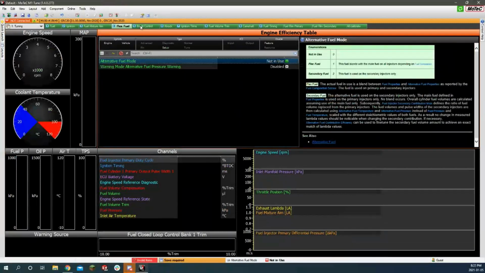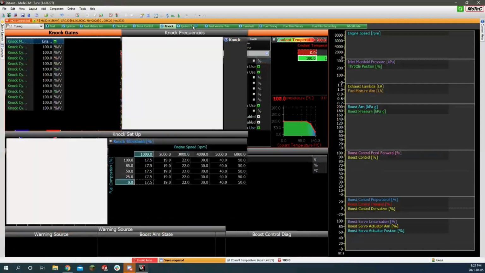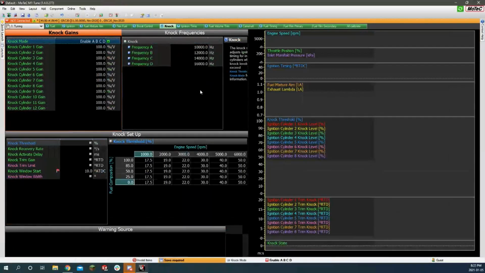Your flex fuel stuff, which we don't use, boost control we don't use, knock. We don't currently have a knock sensor, but that's something we'd really like to set up. The engine will knock at different frequencies depending on the engine, and you can have multiple frequencies. That's why you have this range here, and you basically listen for those frequencies with a knock sensor, and you can tell it to look out for those frequencies, and if it gets too strong, then it'll retard the ignition timing or reduce your rev limit, like we were seeing in the warnings earlier.